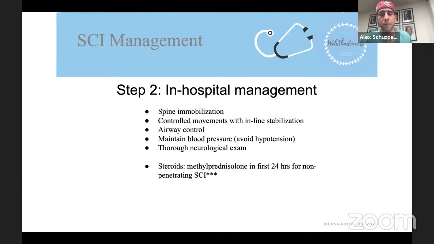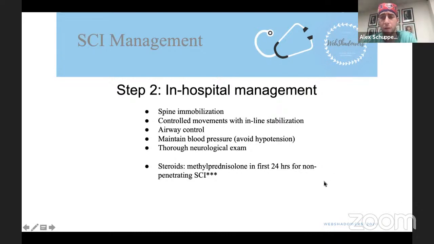So in terms of in-hospital management, as you can see here, a lot of these things are the same, right? We still are maintaining immobilization until we really know what's going on and how the patient's doing. We want to control their movements. So if we're concerned for cervical spine injury, we'll put on a hard cervical collar, as I mentioned before. Airway is always important. If they can't protect their airway, we have to intubate them. We have to put in a tube down their throat and put them on the ventilator to breathe for them. And then we want to do a very thorough neurological exam, essentially fill out that sheet of every level to see what they can do, what they can't do.